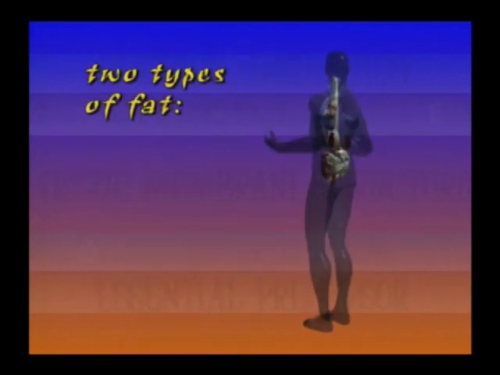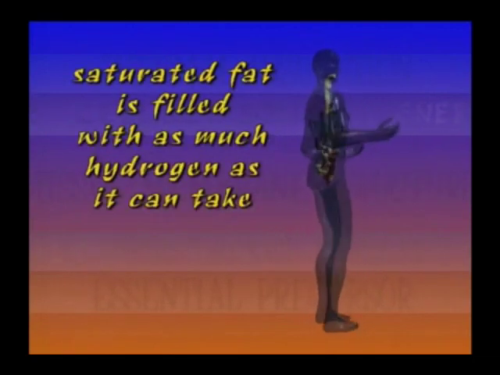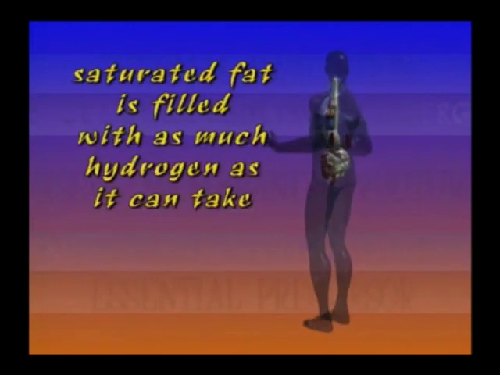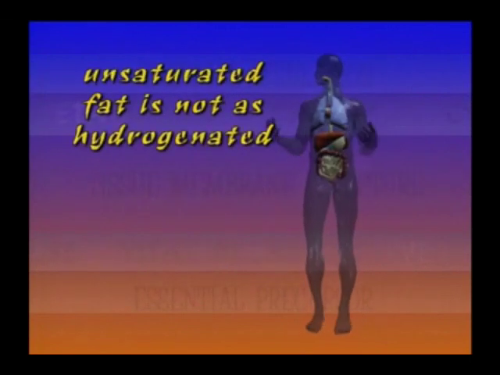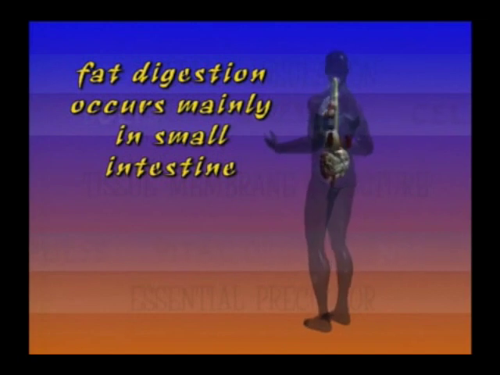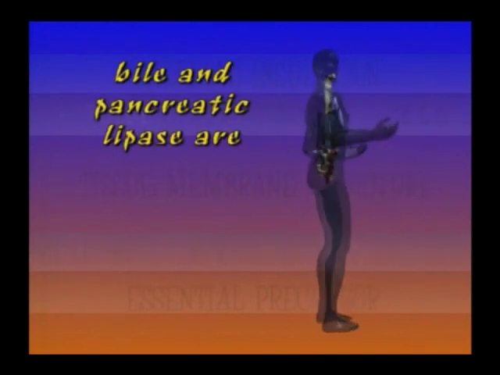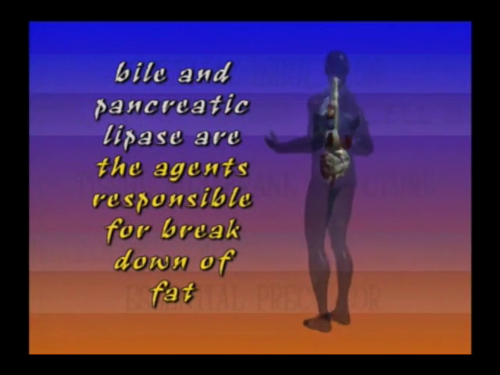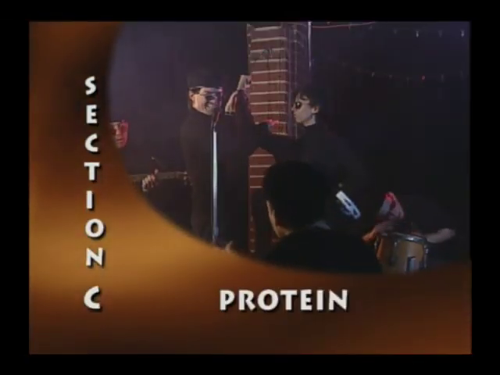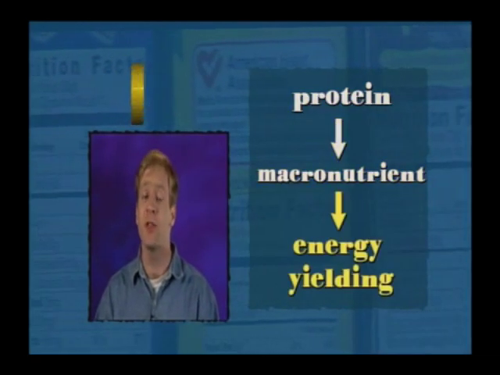There are 2 types of fat, saturated and unsaturated. A saturated fat is a fat that is filled with as much hydrogen as it can take. An unsaturated fat is not as hydrogenated. Fat digestion mainly occurs in the small intestine. Bile and pancreatic lipase are the agents responsible for the breakdown of fat in our bodies. Section C, protein. As we said before, protein is a macronutrient that is energy yielding.